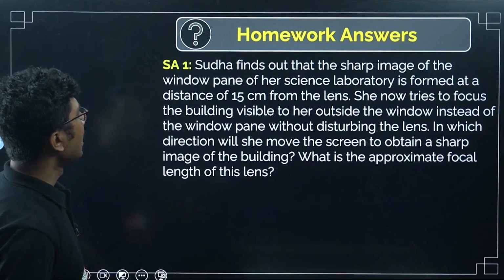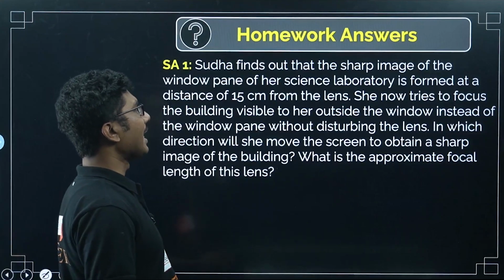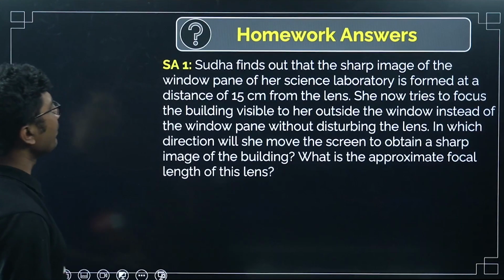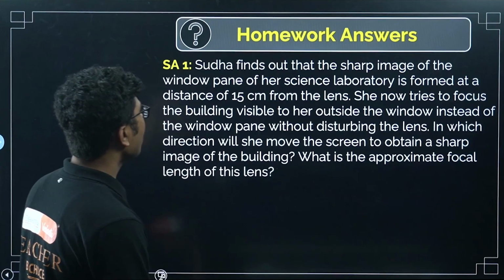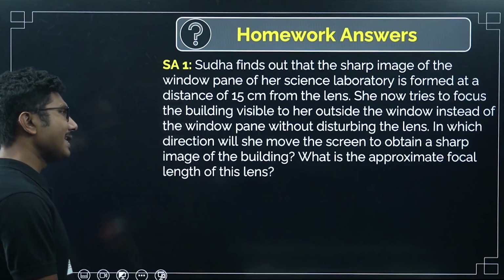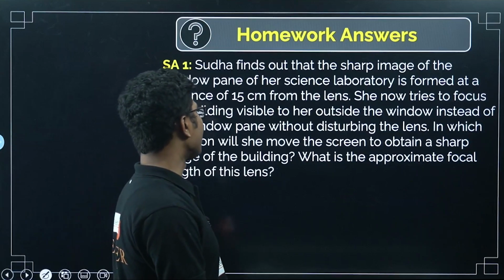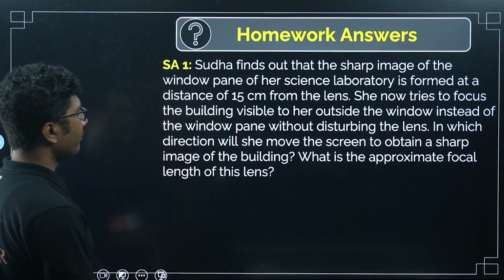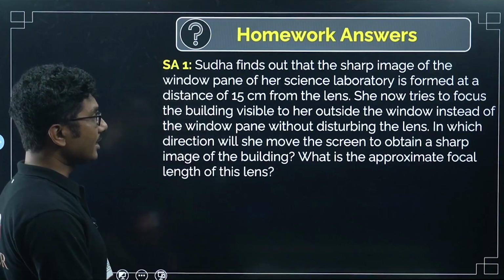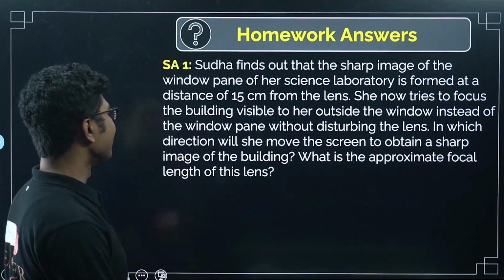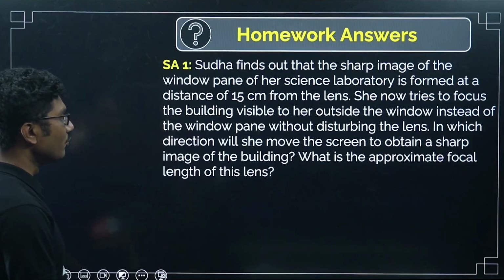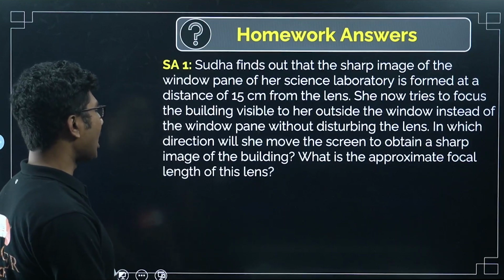Now Sudha finds out that the sharp image of a window pane of her science laboratory is formed at a distance of 15 centimeter from the lens. She now tries to focus the building outside the window instead of the window pane without disturbing the lens. In which direction should she move the screen to obtain a sharp image of the building?